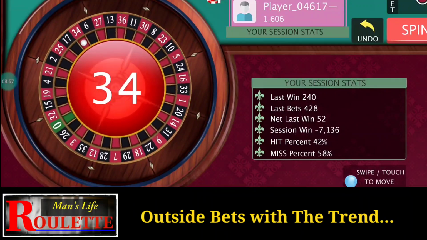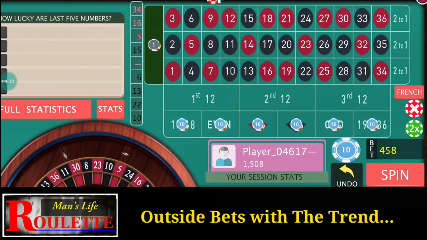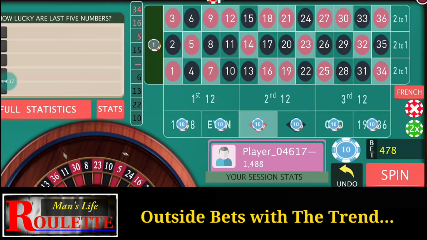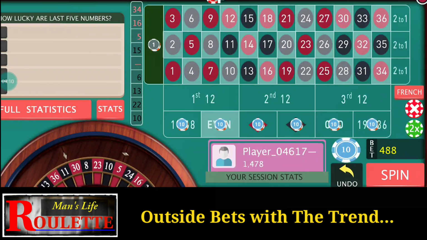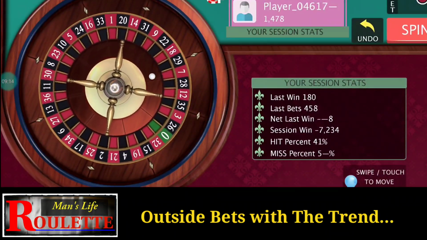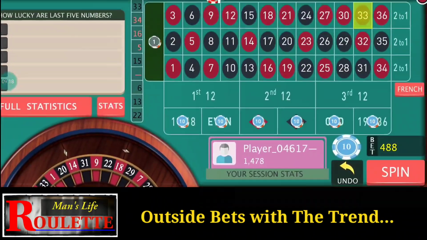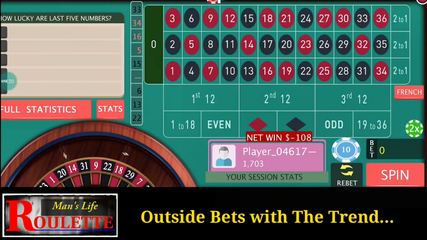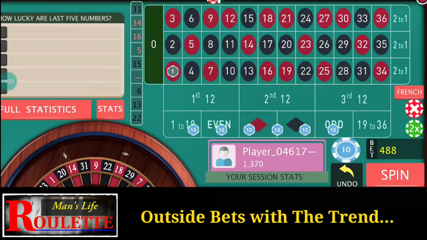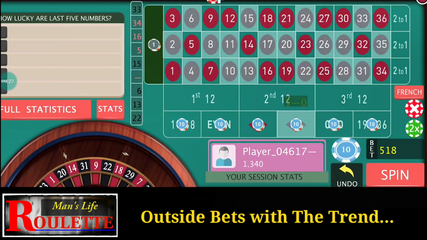It's 34. So this time I lose here. So again repeat the bets, and for 34, it's a bigger number, red number, and even number. It's number 33. Again I lose here. So again I have to put the bets for number 33, bigger number, odd number, and black number, and play.